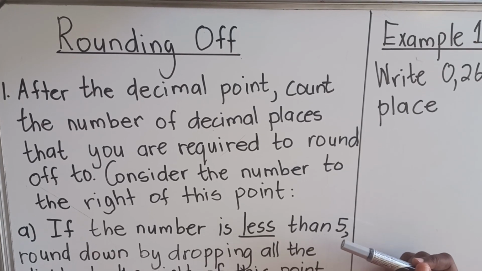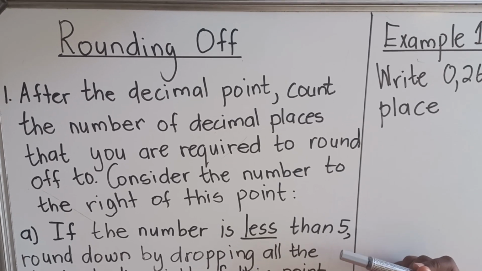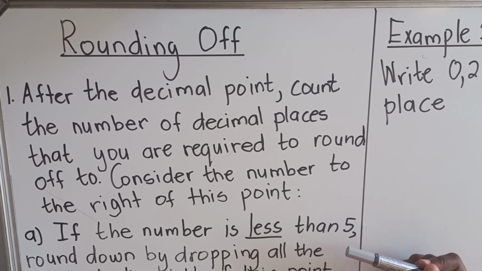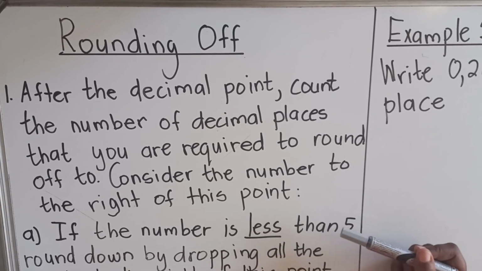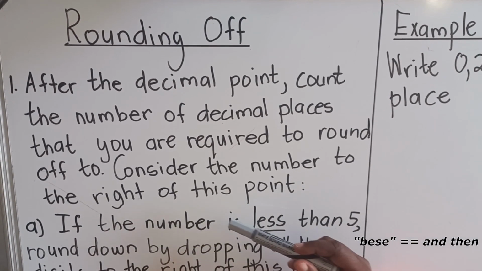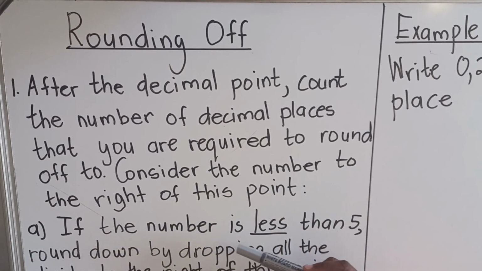When you get a question, it's going to say round off to 2 decimal places, or round off to 3 decimal places, or round off to 4 decimal places. So you find the decimal point, then you count 4 numbers if they say round off to 4 decimal places. And then consider the number to the right of this point.